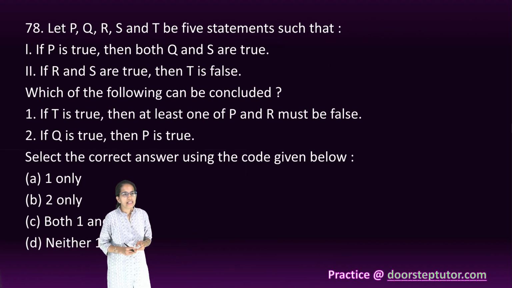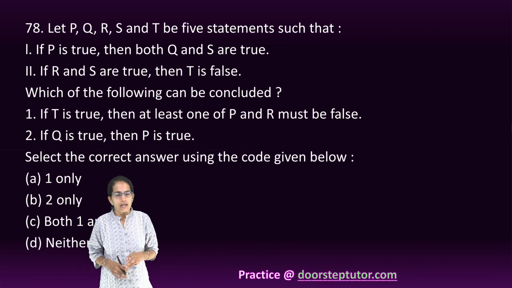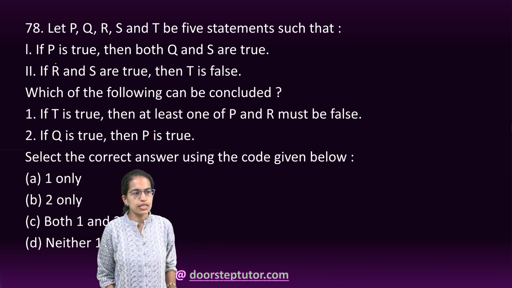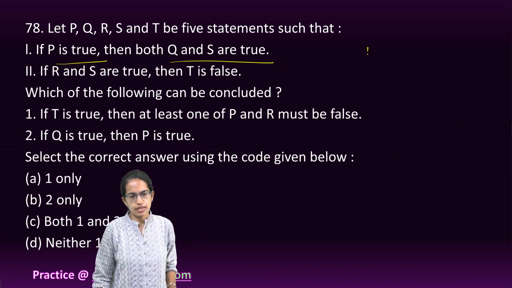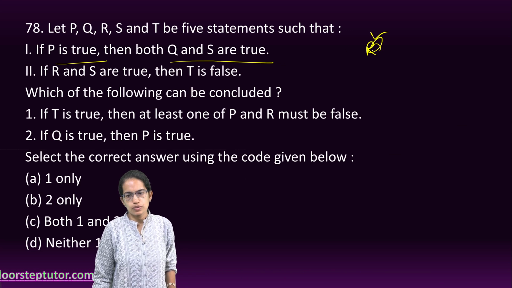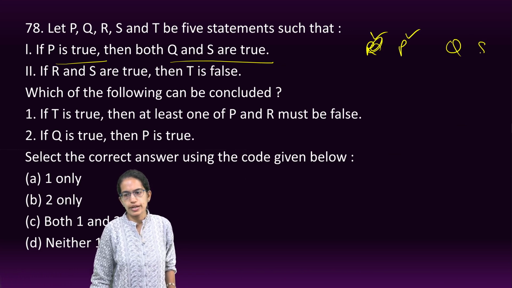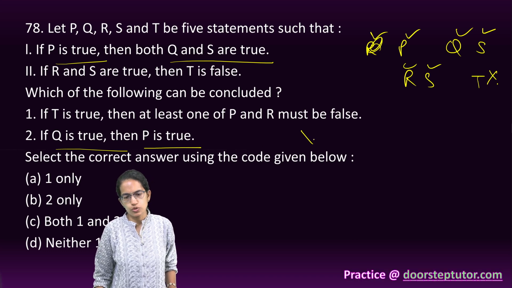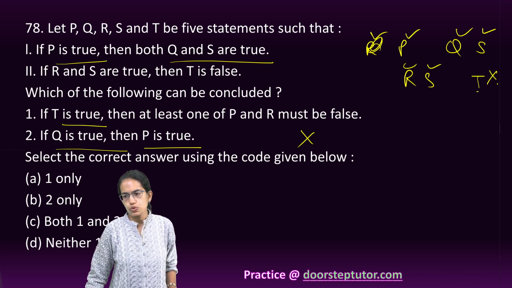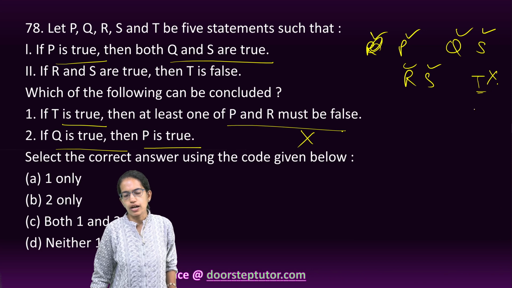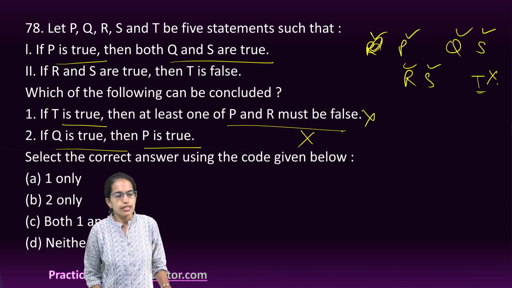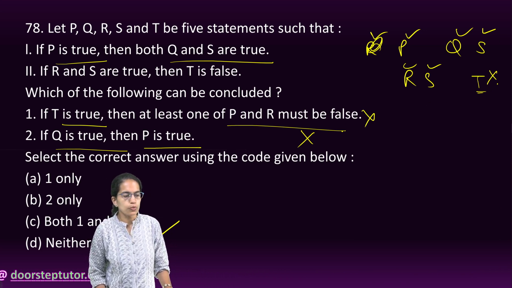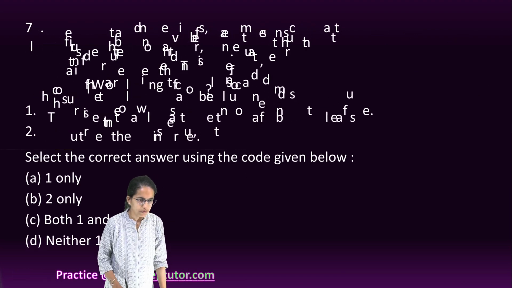The next is, let P, Q, R, S be the 5 statements. If P is true, both R and S are true. If P is true, Q and S are true. If R and S are true, then T is false. Now based on this, can I say if Q is true, P is false? No. If T is true, I cannot say that P or R must be false. I cannot say that. So neither statement 1 or 2 I can explain based on the given information.